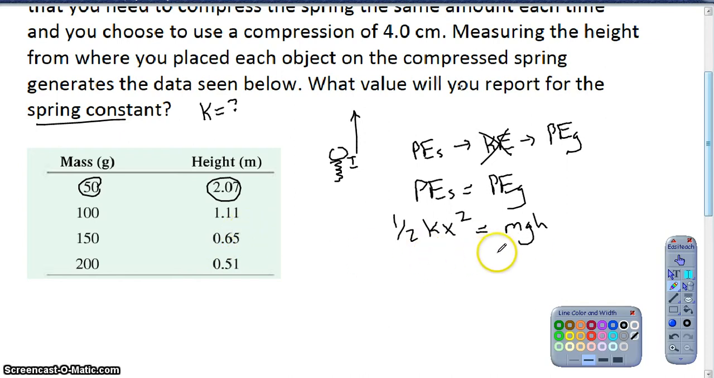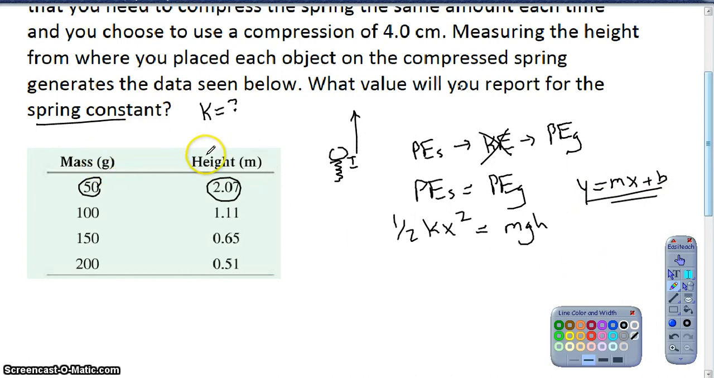So I'm going to take this relationship, 1/2 kx squared equals mgh. My goal is to make this look like a linear function, in the form of y equals mx plus b. So I want to make this somehow fit the mold of y equals mx plus b. Well, what are the two variables that I have here?